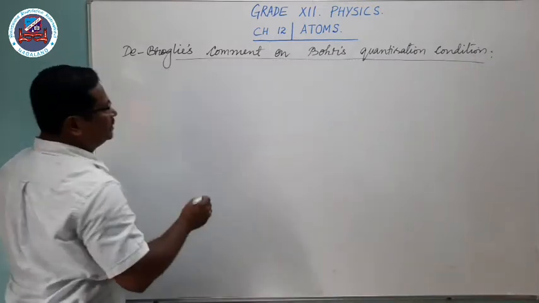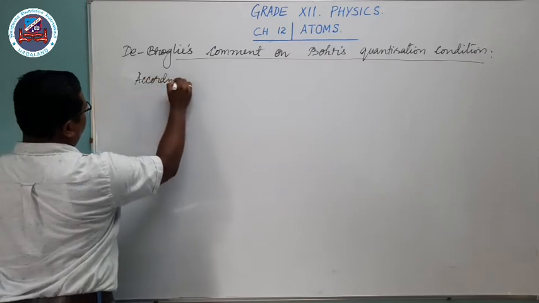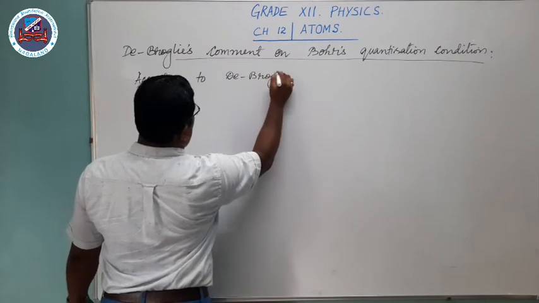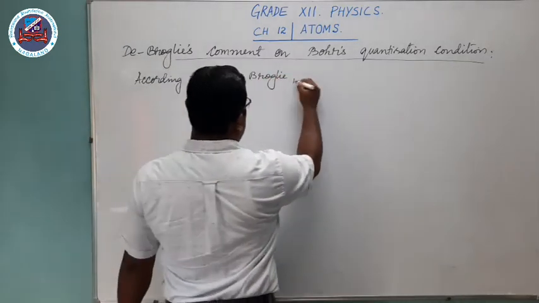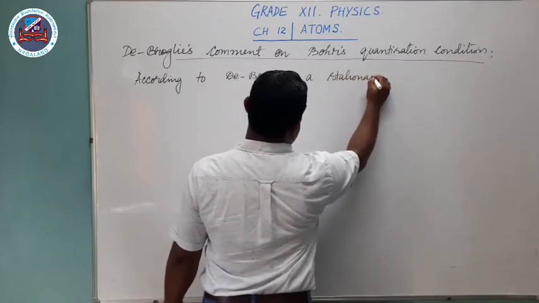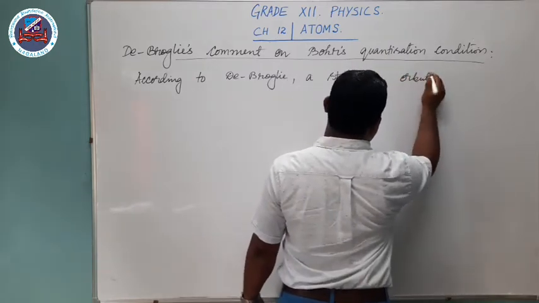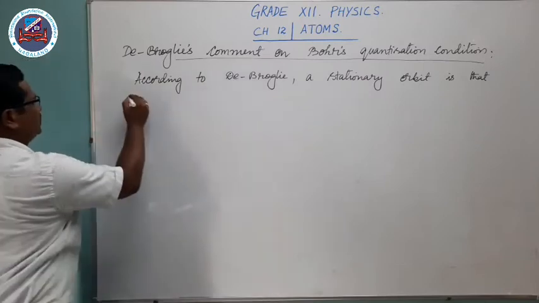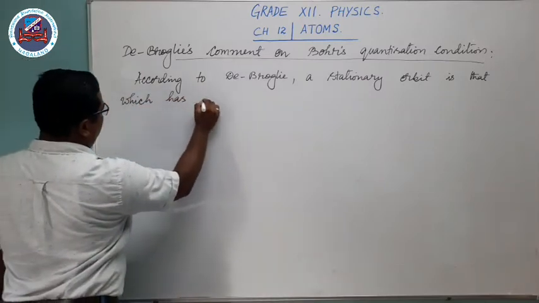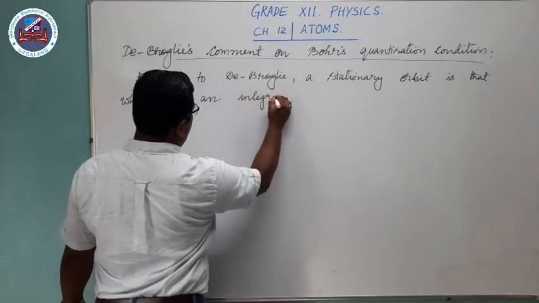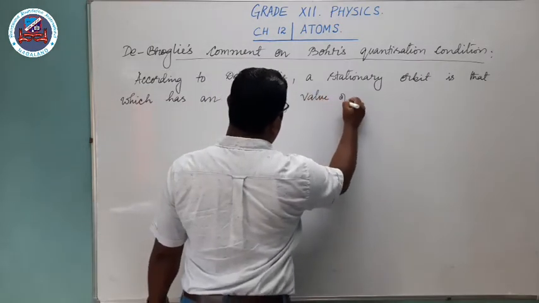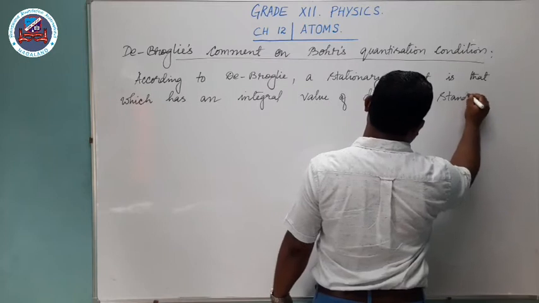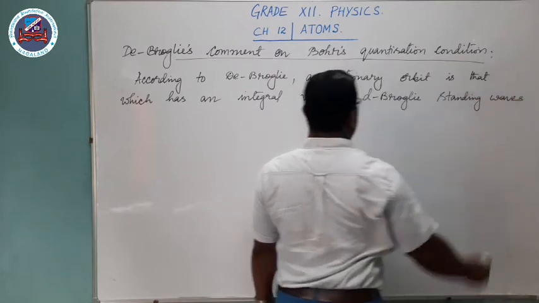What de Broglie has said, let us see. According to de Broglie, a stationary orbit is that which contains or which has an integral value of de Broglie standing waves associated with an electron.